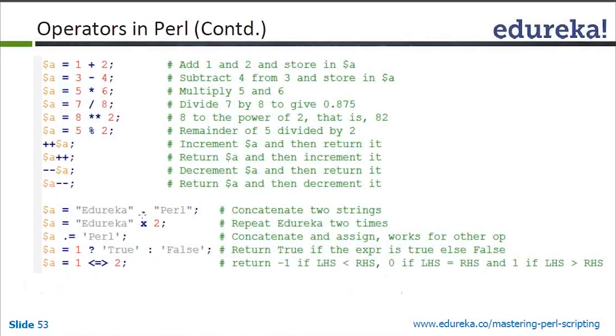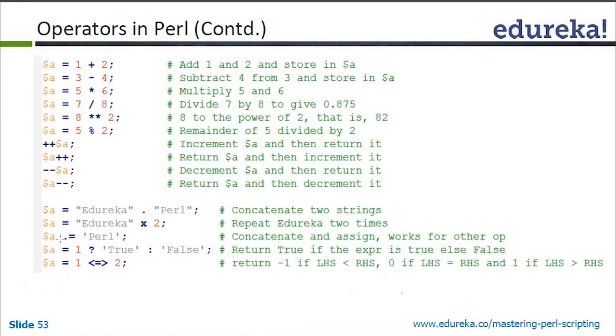And again, we can have this concatenation, as I said. If you want to just concatenate two strings, it is only for strings, as I said. So you can concatenate two strings with the dot operator. So it will just give Eureka Perl. And if you do Eureka x2, it will be just Eureka printed twice.